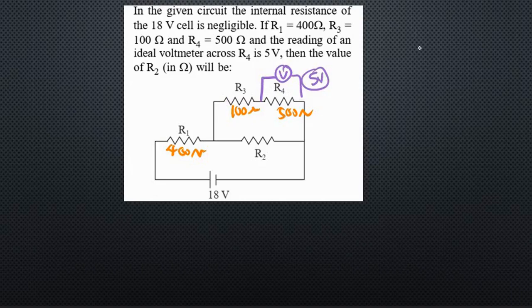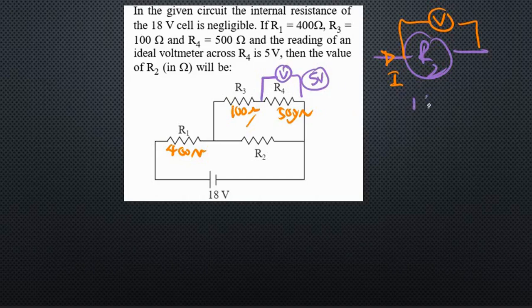To find the R2 value, we need to know two things. We need the potential difference across R2 and the current through R2 as well, right? We can find the potential across R2 by using this 100 ohms and 500 ohms. You can see these two are in series. That means we can find the potential across 100 ohms. The resistance ratio is 1:5, 100 ohms and 500 ohms.